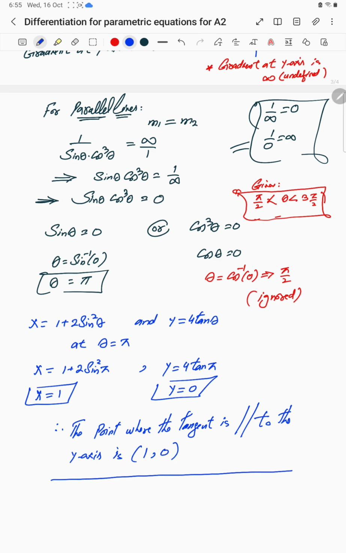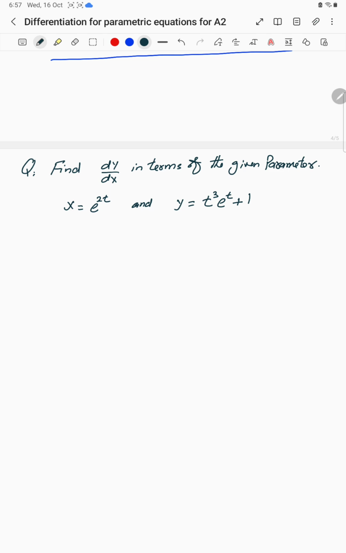We have done this question as well. Okay guys, here's another question. The question states: find dy by dx in terms of the given parameter. Here the parameter introduced for the question is what? t.